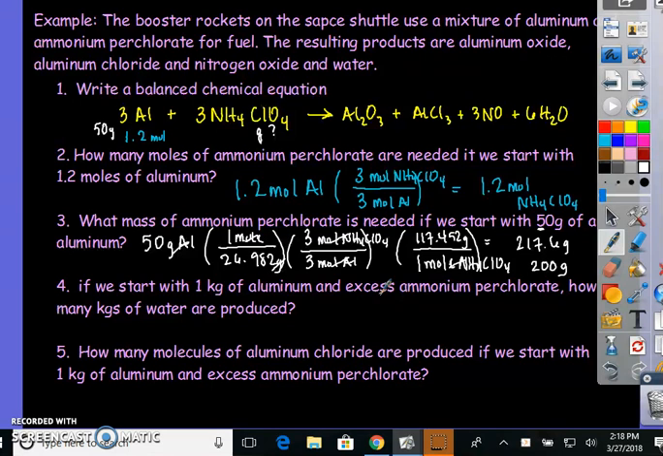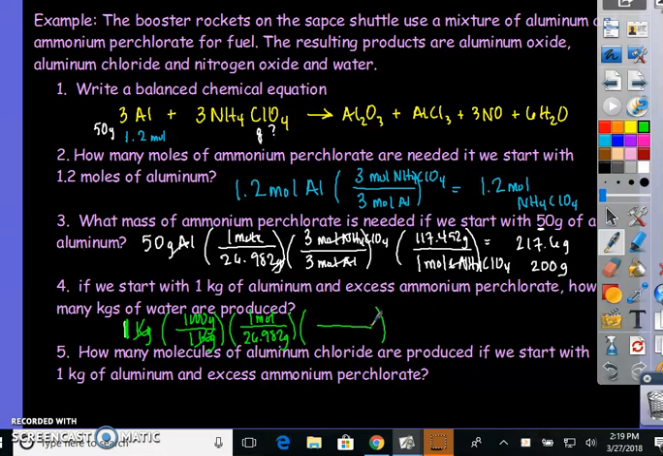It said how many kilograms of water are produced. So I'm going to go ahead and start with my 1. Let me change colors. Let's do green. Let's do 1 kilogram. Okay, and I'm going to go ahead and get that into grams. Okay, so we got 1,000 grams, and it says aluminum. So 26.982 grams in 1 mole. Now remember, I said 1 kilogram is equal to 1,000 grams, and I need to be in grams because my molar mass is in grams.